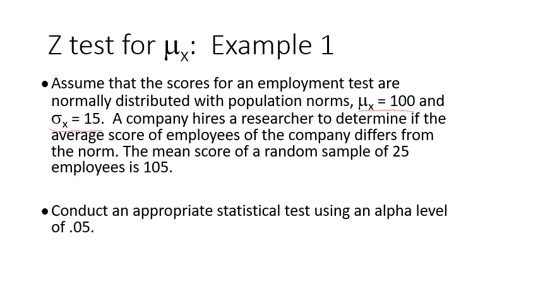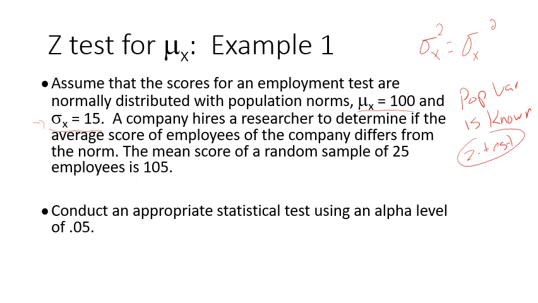So now we've got the first question. Do we know the population variance? Well, population variance is just going to equal our population standard deviation squared. We've got our population standard deviation, therefore we have a population variance. Population variance is known. Since population variance is known, we do a z-test.